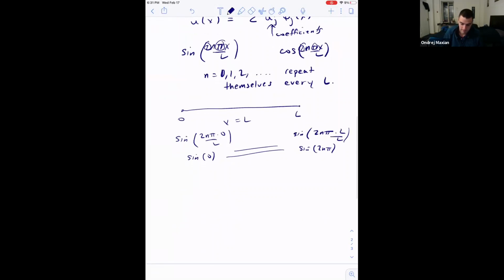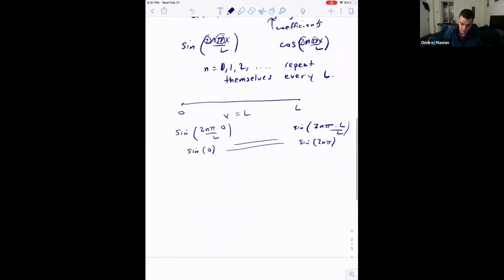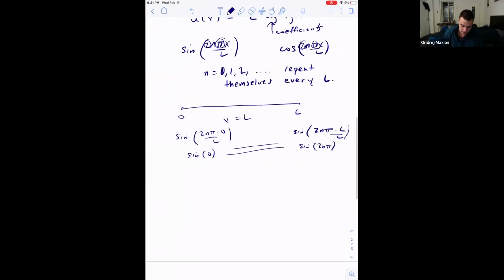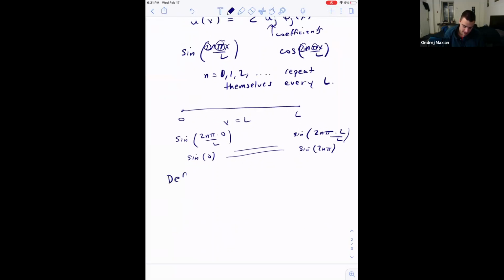Okay. So now what I'm going to do is define wave numbers, and I'm going to call them k_n, and they're going to be equal to 2 n pi over L.